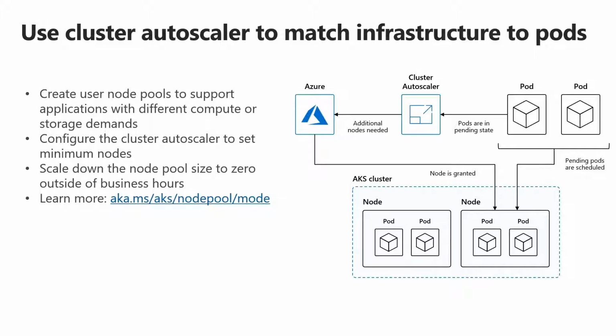You can configure the autoscaler on a per node pool basis to ensure that you only scale the type of compute needed for your workloads. And you can now scale node pools all the way down to 0 for periods of low traffic.